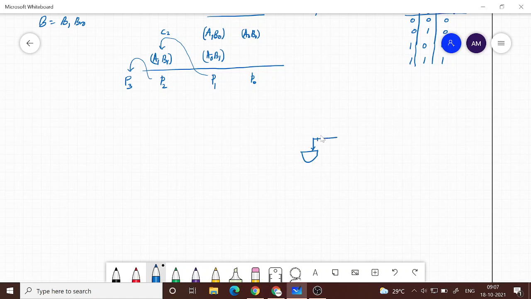Let me write it like this. This is my B0, and this is my A0. So this will be A0 B0. The next partial product that I require uses the same B0, and then A1. That will give me the next partial product, that is A1 B0.